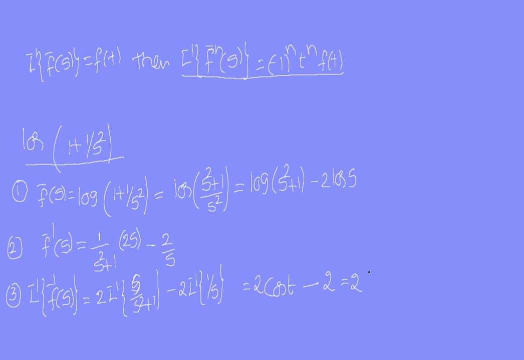This you can write as 2 into cos t minus 1. So fourth step, L inverse of f dash of s means nothing but minus 1 power 1 into t into f of t is equal to 2 into cos t minus 1. Okay, so next step, fifth step, therefore f of t is equal to 2 by t into 1 minus cos t.